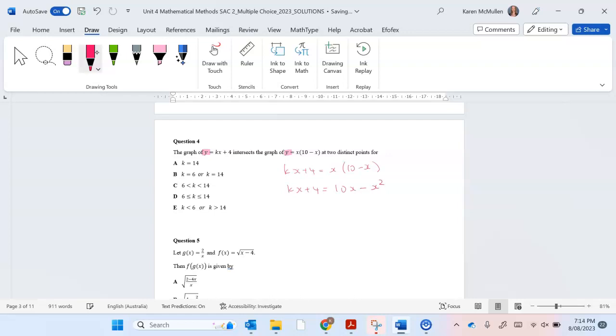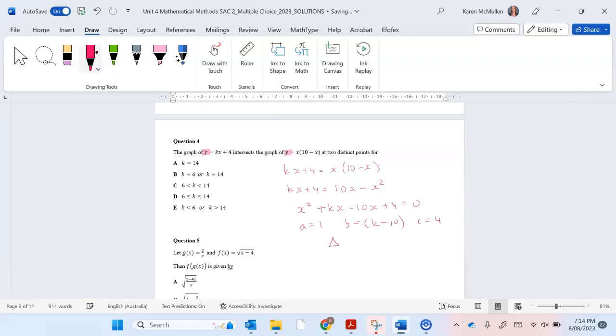Alright, so you can see, oh look what's happening, we're going to start having a quadratic here. So we've got x squared plus kx minus 10x plus 4 equals 0. And so we just use the discriminant. It means we've got to get our a, b, and c. So a is the coefficient of x squared. b is your coefficient of x, so we could take out x as a common factor and be left with k minus 10. And then c is equal to 4.